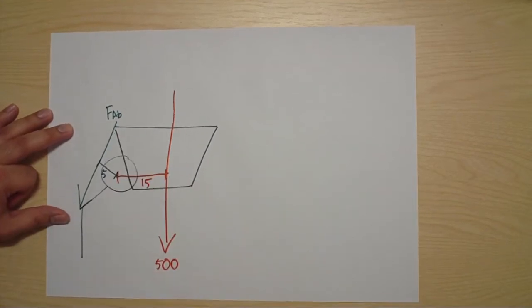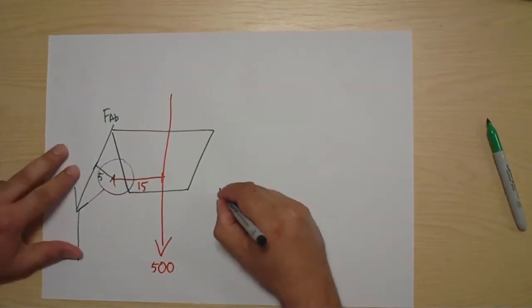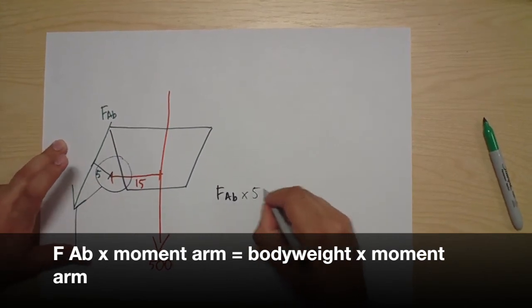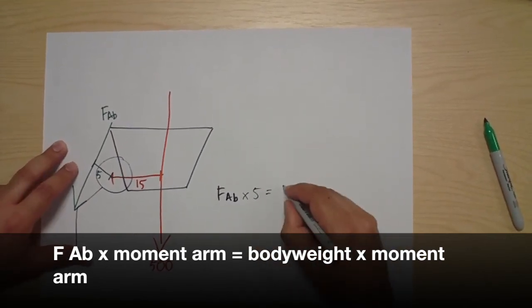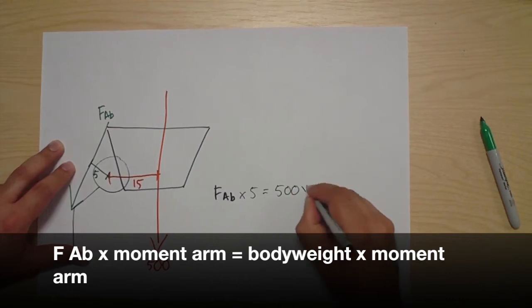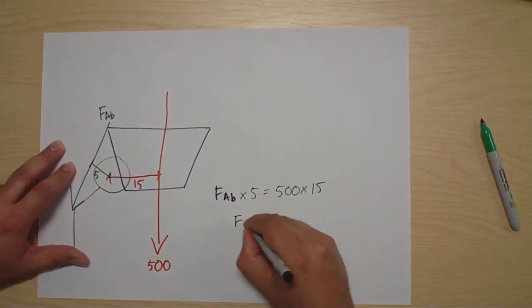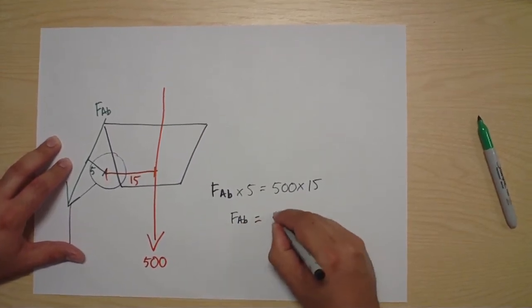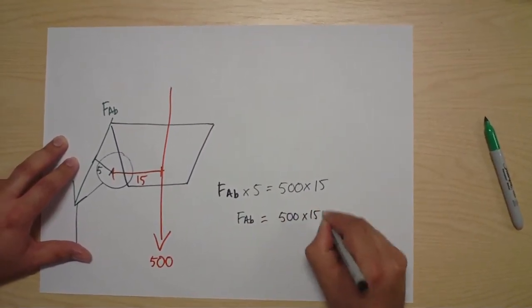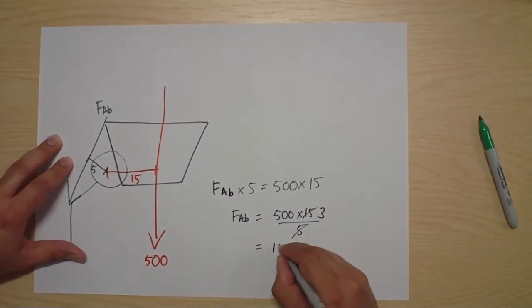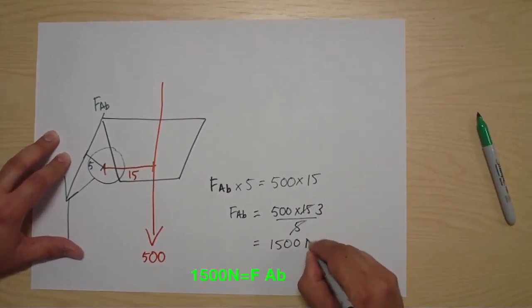So to calculate the force of the abductors, you can work that out by saying the force of the abductors times the moment arm equals the body weight times the moment arm. So again, force of the abductors is that. So if you cancel that, which gives you 1500 newtons.